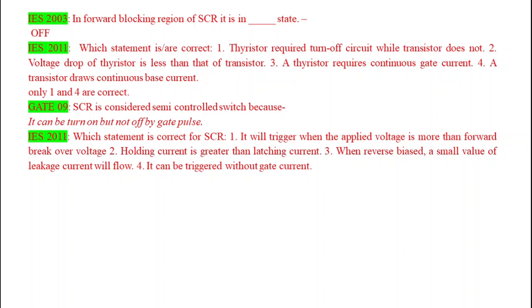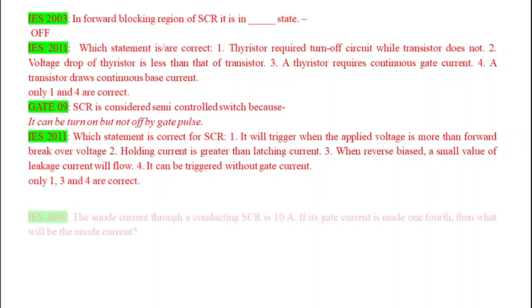Why is second wrong? Because latching current is 2 to 3 times of holding current. I already told you. And here I want to ask you, can we trigger a SCR without gate current? Is it possible? Then the answer is yes, it is possible, because when anode to cathode voltage is greater than forward breakover voltage, in this case we can turn on the SCR without applying gate current. So here 1, 3 and 4 are correct, while second is not correct.